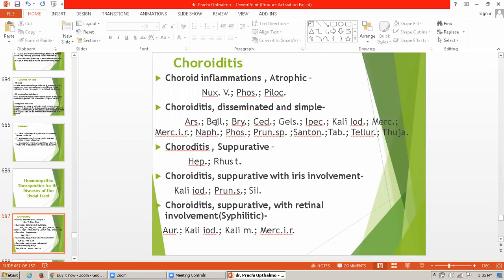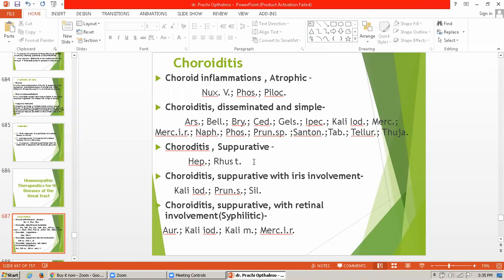When inflammation of the choroid, that is choroiditis, is disseminated and simple, then arsenic album, belladonna, bryonia, cedron, gelsemium, ipecac, kali iodide, mercurius, merc iodum rubrum, naphthalene, phosphorus, prunus, santonin, tabacum, tellurium and thuja are used.